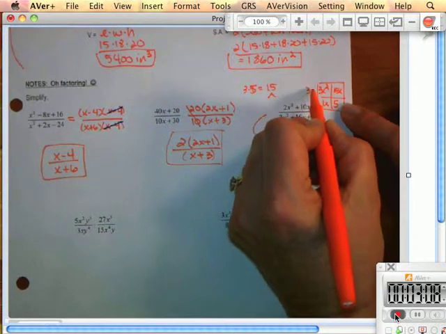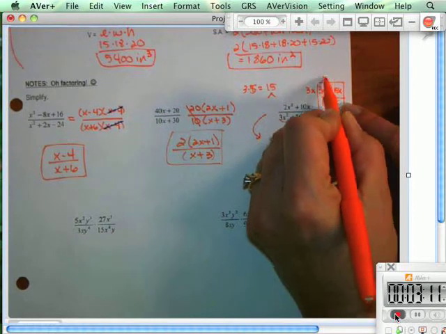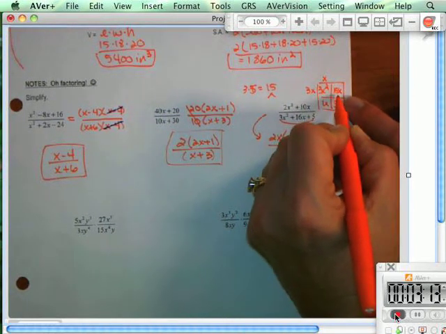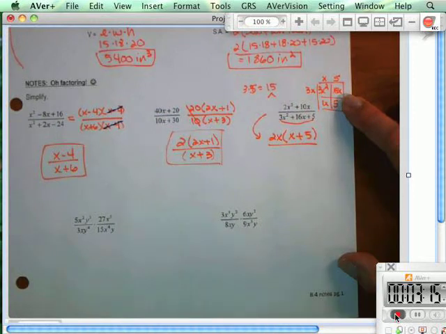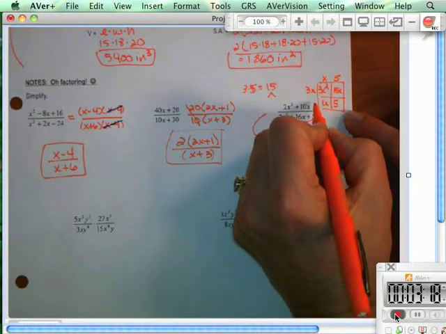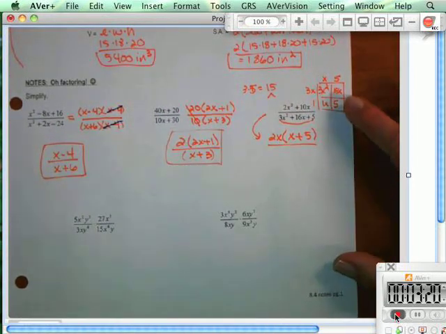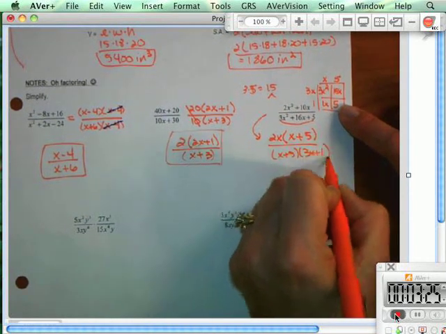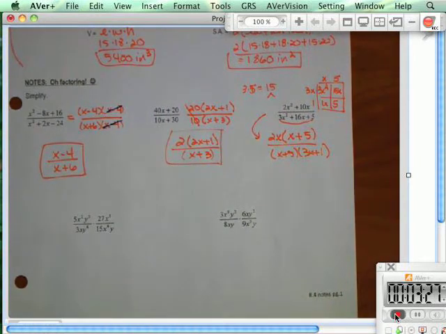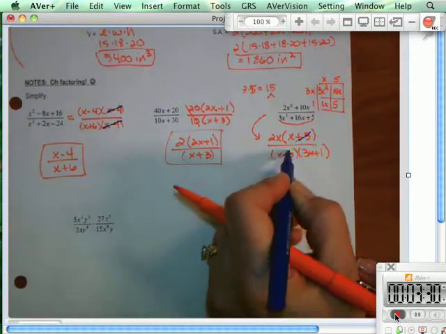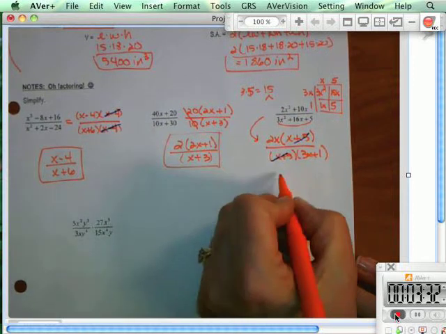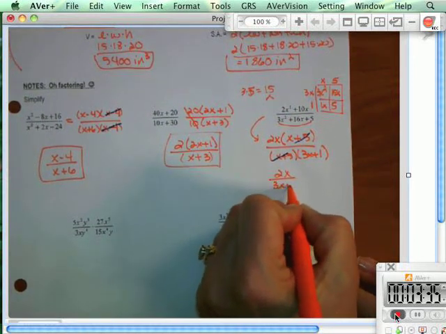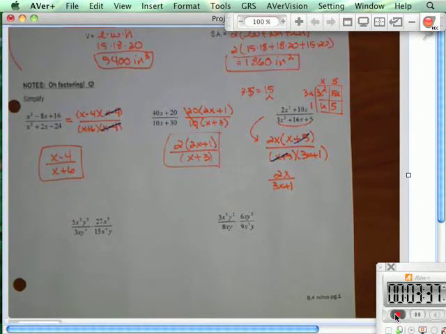And then you pull out what you can pull out. I can pull a 3x out of here. 3x times x gives me that. 3x times 5 would give me 15x. So that goes up there. And then this is just 1 here. So my factors are x plus 5 and 3x plus 1. How does that help me? I can cancel the x plus 5s. And I'm left with 2x over 3x plus 1. Simplified. Questions so far? Because it gets better.